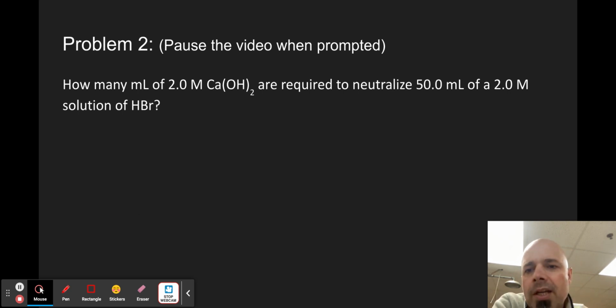Anyway, let's look at a second example. For this one, I'm going to ask you to pause when prompted and try to do it on a separate sheet of paper yourself. So here we go. How many milliliters of 2.0 molar Ca(OH)2 are required to neutralize 50 milliliters of a 2.0 molar solution of HBr? So I'll give you about 5 seconds, think about which one's the acid, which one's the base.